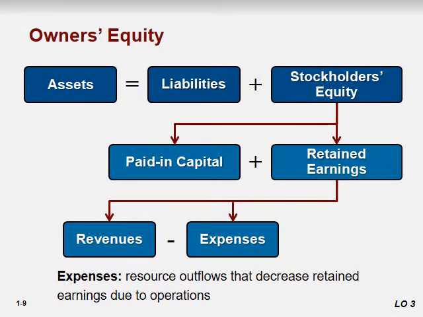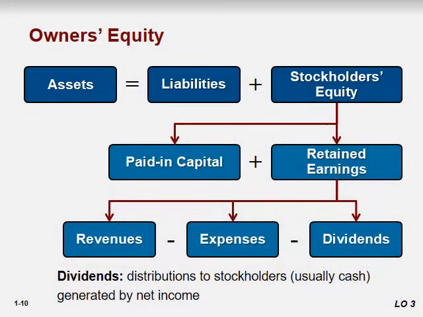And expenses, which represent resource outflows that decrease the retained earnings due to operations, like you are paying tax, the rent, the raw material cost, wages, salaries. These are expenses. And dividends, which are distributions to the stockholders, generated from the profit. So we know that revenue minus expenses is profit.